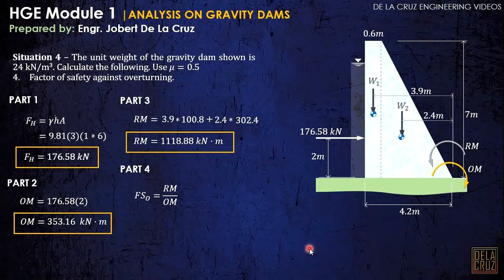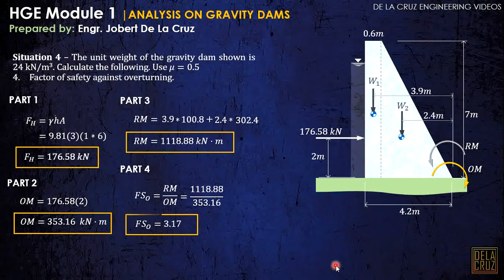Okay, mas maiintindihan nyo yun. Bakit ganito yung formula. Okay, so substitute. So we have this RM over OM and we have 3.17. Okay, so this is very safe, no? Pag nangyaring mas lumiit ito sa 1.0 yung factor of safety, meaning mas malaki yung moment na magpapa-overturn sa dam natin, meaning unstable yung dam.